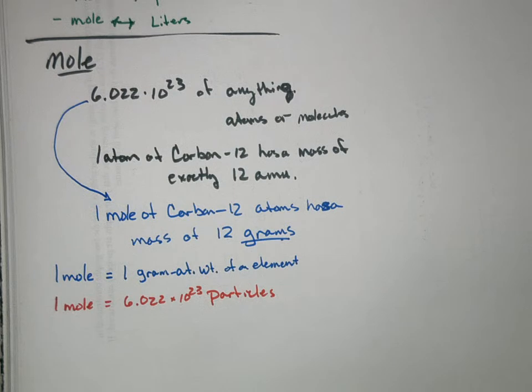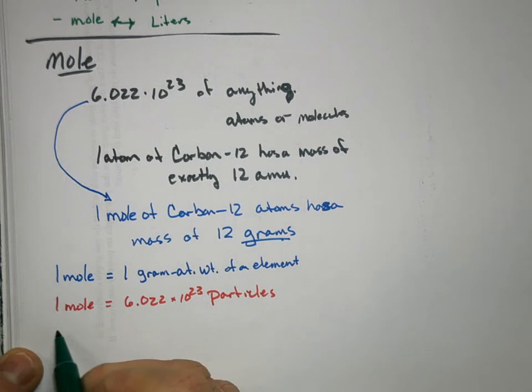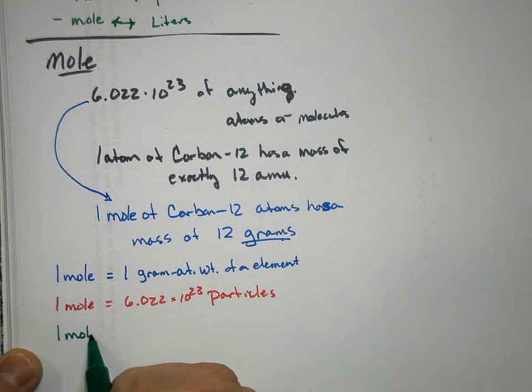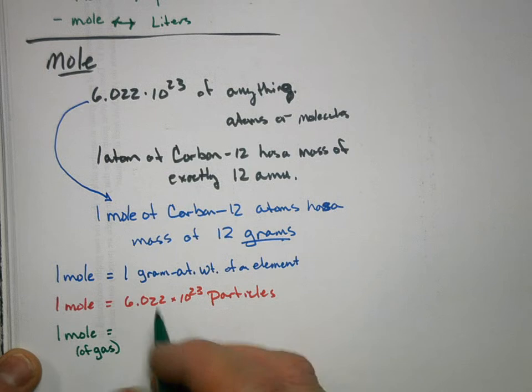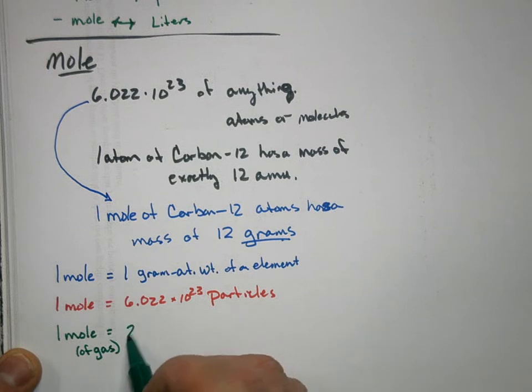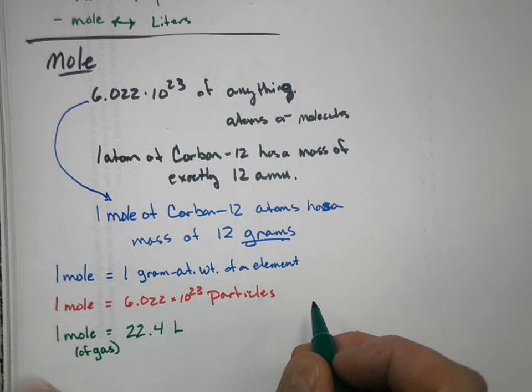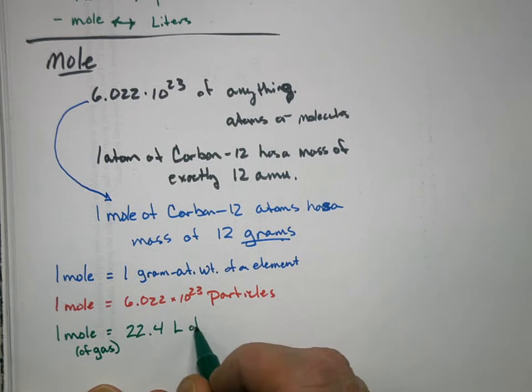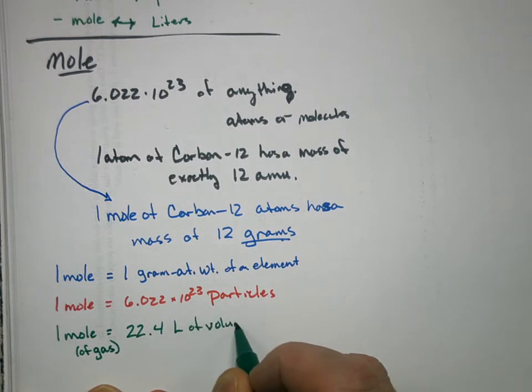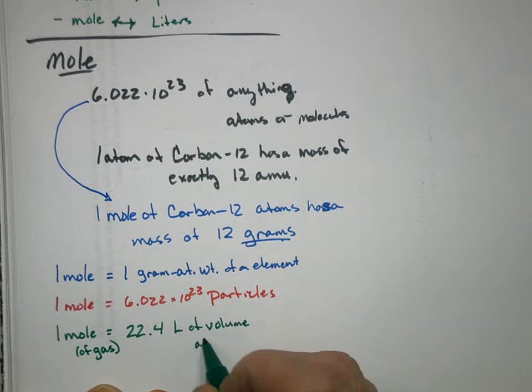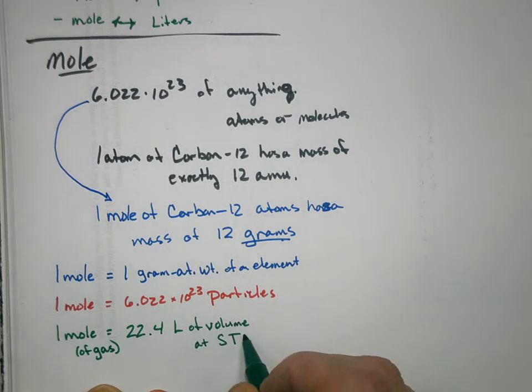And the third one is a new one. We haven't talked much about gas and volume and that sort of thing. But if you have 1 mole of a gas, it equals 22.4 liters of volume at STP.